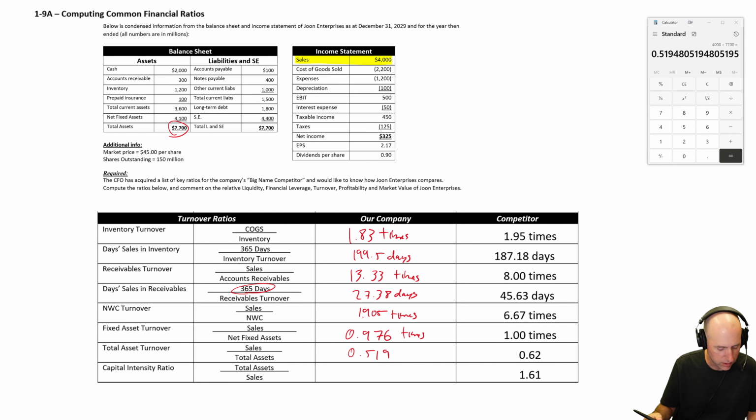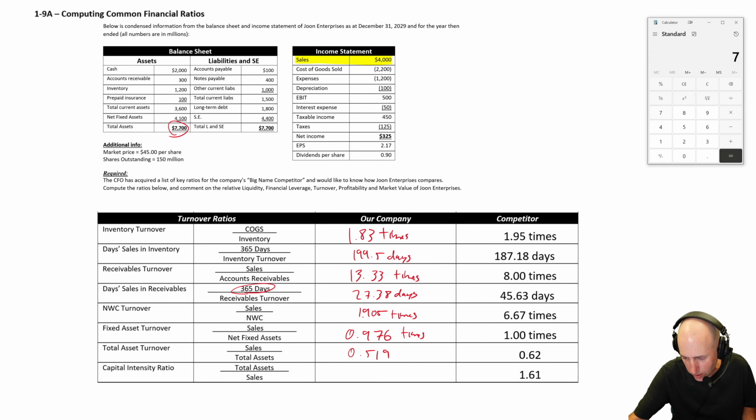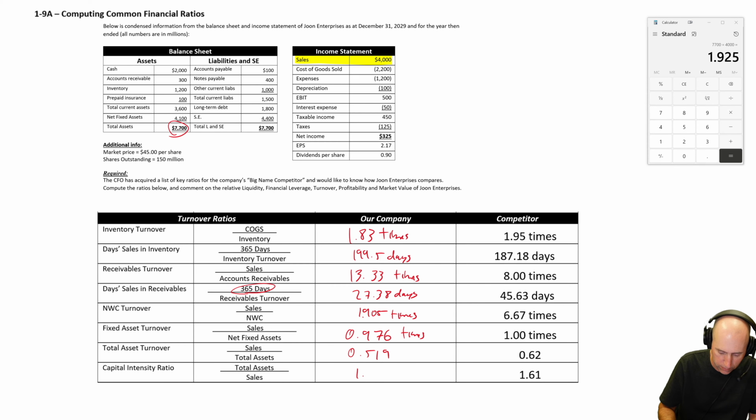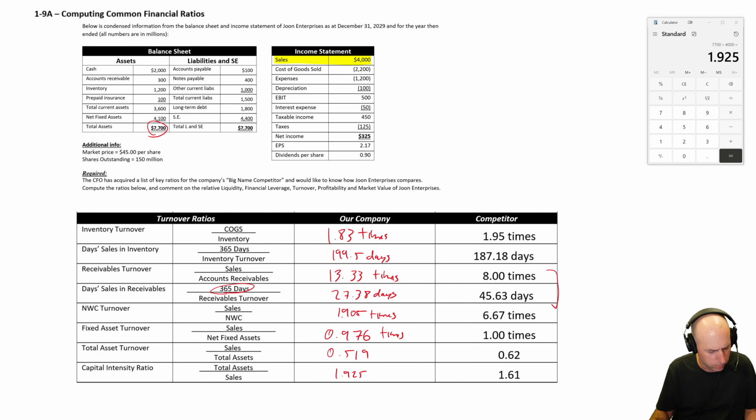Total assets divided by sales, the capital intensity ratio. How many dollars' worth of assets does it take to generate a sale? This is just the inverse of the previous one. Assets, 7,700, divided by sales, 4,000, and I get 1.925. So it takes me $1.90 of assets to generate $1 in sales. You would rather this number be lower. So almost across the board, outside of receivables collections, my competitor is doing better here. So relative position, we're doing worse as far as turnover ratios go.